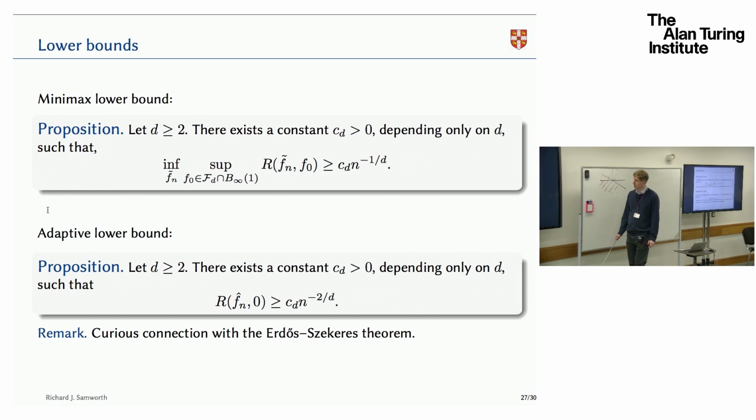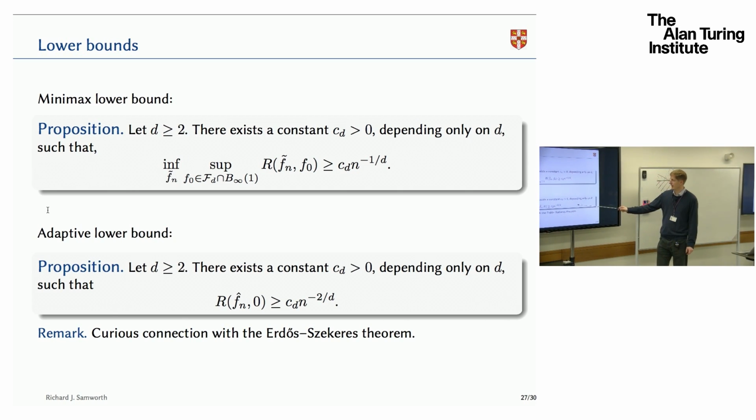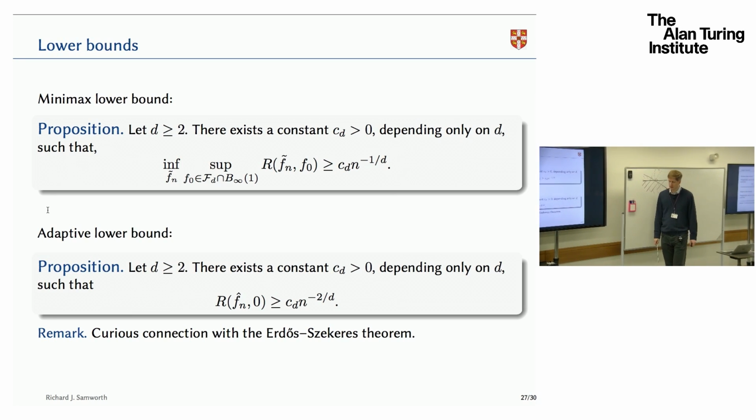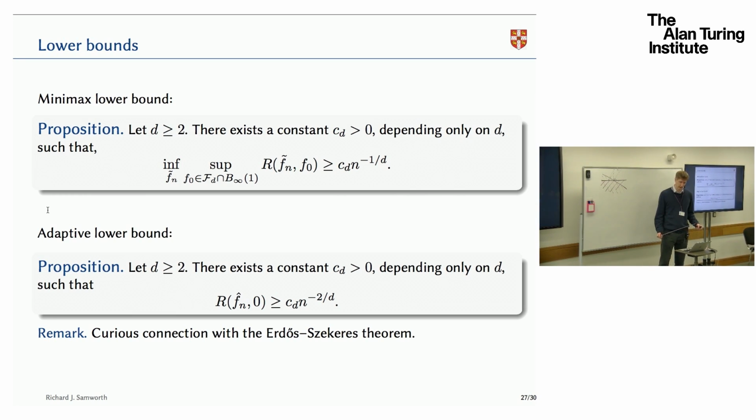And then the corresponding results here: we again have a minimax lower bound over the class and a lower bound on the risk of the least squares estimator at 0, just paralleling what we had in the fixed design case.